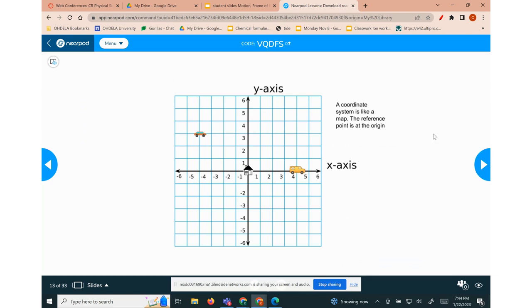Coordinate system is like a map. The reference point is at the origin, as we said before. And then we can see if something has moved from that point. You can tell what its position is. The position is the X and Y points.